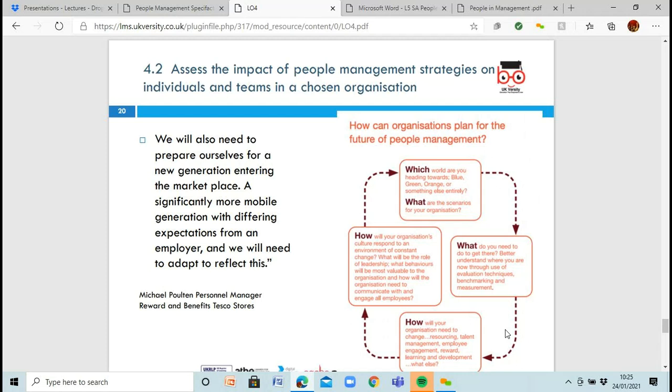And then we've got how. So how will your organization need to change? So resourcing, talent management, employee engagement. And then it goes on to how again. So how will your organization's culture respond to the environment of constant change? What will be the role of leadership and what behaviors are most desirable to you? So this is a nice thing to go over so you can assess the impact.